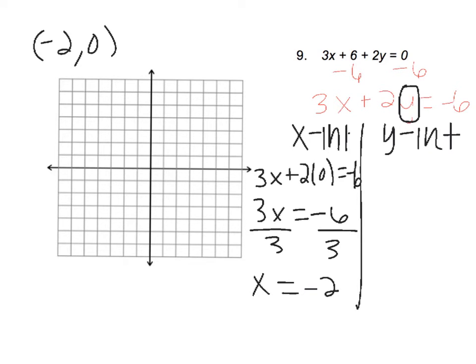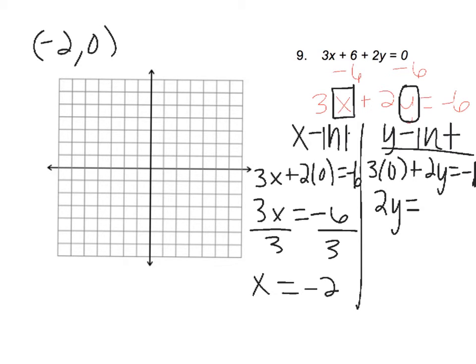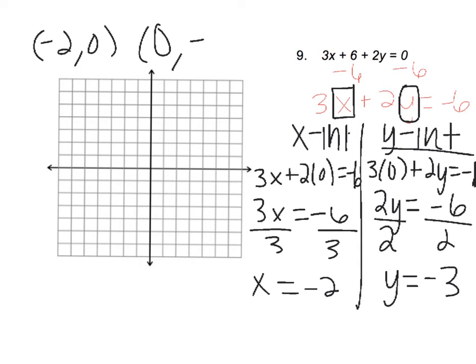Then over here on the right-hand side, when I find my y-intercept, I'm going to replace the x with 0. So I've got 3 times 0 plus 2y equals negative 6. I've got 2y equals negative 6. Divide by 2, divide by 2. And then I get y equals negative 3. So that point becomes 0, negative 3.